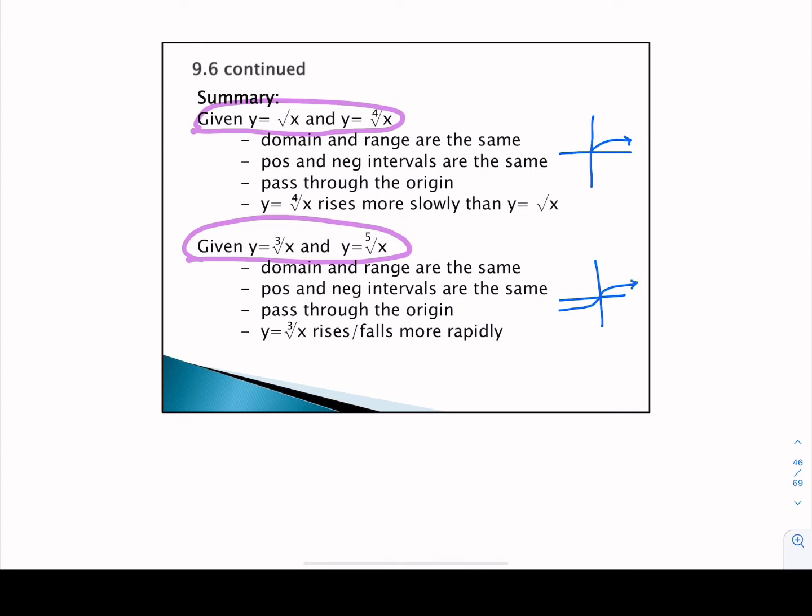So when you have an odd index, we know the domain and range are both going to be from negative to positive infinity. Again, this graph is going to pass through the origin in its original state, but the cubed root of x is going to rise or fall more rapidly. So what that means is if we have the fifth root of x, again, those tails are going to hug that x-axis a little bit tighter.